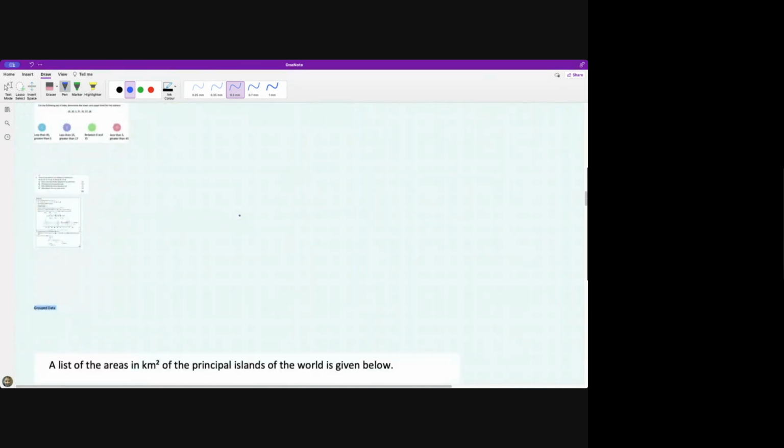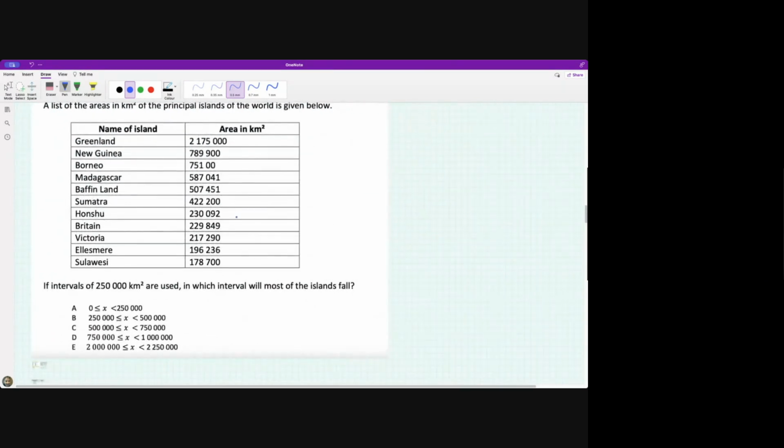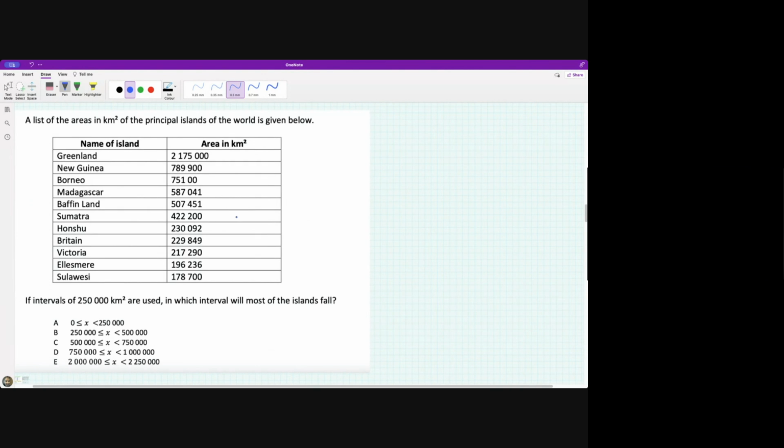Okay, before we move to our break time, let's introduce this question. It says here, a list of areas in kilometers of the islands in the world is given below. And what they have on the left-hand side are different islands. I'm sure many of you have heard of Madagascar, which is an island off the African coast. There's also somewhere called Greenland, and then there's also somewhere called Sumatra, which is in the east, and so on.